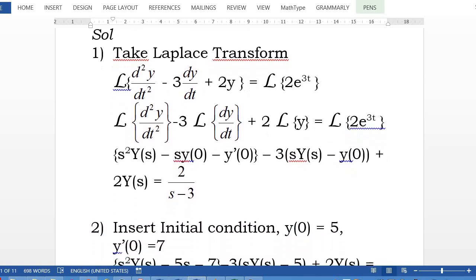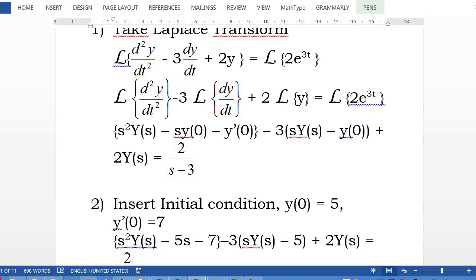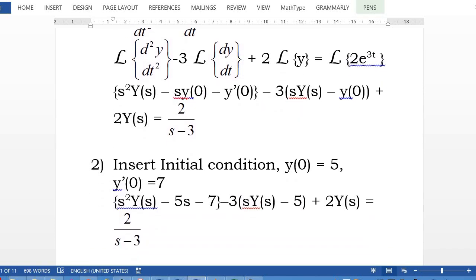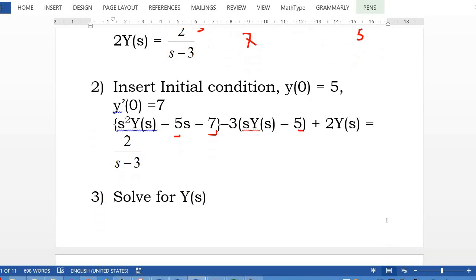Second step, plug in the initial conditions. Given y(0) here is 5, so you put 5 here, so in total minus 5s. y prime (0) given is 7, so here put 7. After that, solve for Y(s).